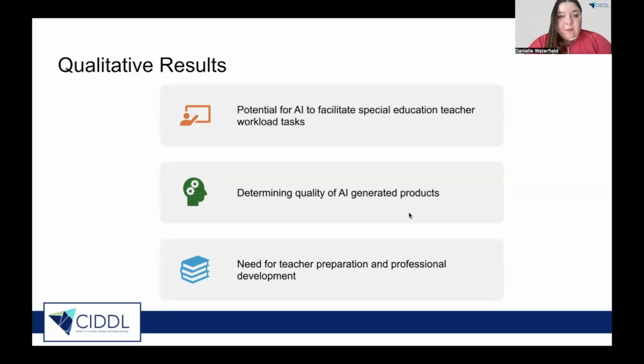we'll talk a little bit more about them in the implications here in just a second. But Olivia has also touched on this a little bit when she was talking about the practical use in this middle theme of determining the quality of AI generated products needs to come from human expertise, which is really, I think, important.